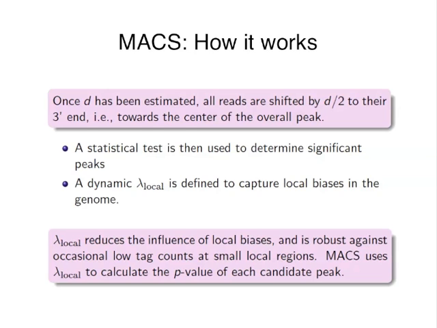And then a local lambda captures local biases in the genome, such as local biases in mapping. So it's really important to have your input in addition to your regular ChIP sample, in order to help calculate and reduce these local biases.